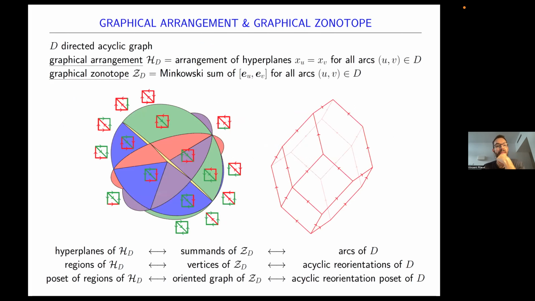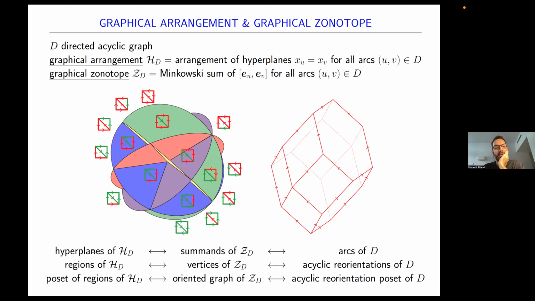The only thing is that I have to replace, and it's close to Darish's question, the braid arrangement by something which corresponds to my graph. So I consider the graphical arrangement. I have a directed graph, but at the moment I don't care that it's directed. And I consider all hyperplanes defined by x_u equals x_v for each arc uv in D. So this gives me an arrangement of hyperplanes. And the dual of that is a graphical zonotope, which is the Minkowski sum of all edges [e_u, e_v] for all arcs uv. So on the left, you see the graphical arrangement of the graph that we are working with, and on the right, you see the graphical zonotope.